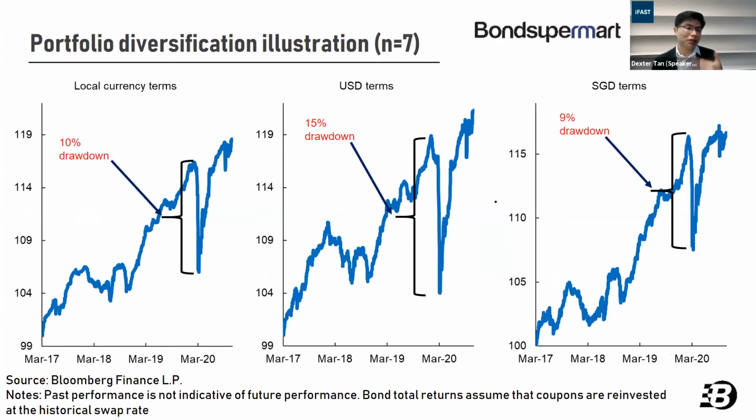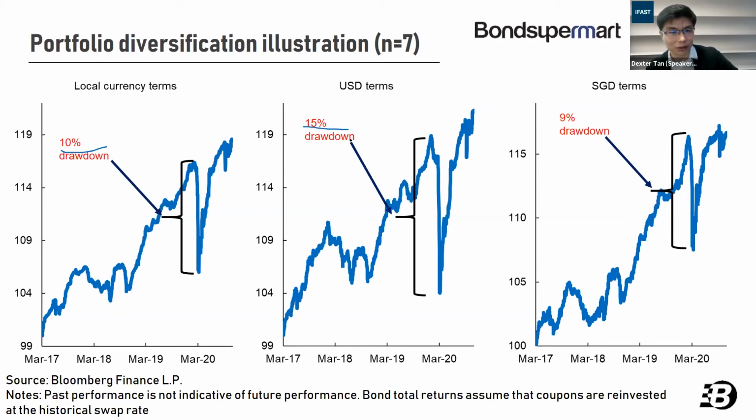So now we take it one step further. From two assets, so maybe just two bonds, now we extend it to 7 bonds. If we have 7 bonds in the portfolio for the Bond Express, you can take any 7 bonds from the Bond Express portfolio and create your own portfolio. And you see that the drawdowns have actually decreased. This is based on historical performance, of course.